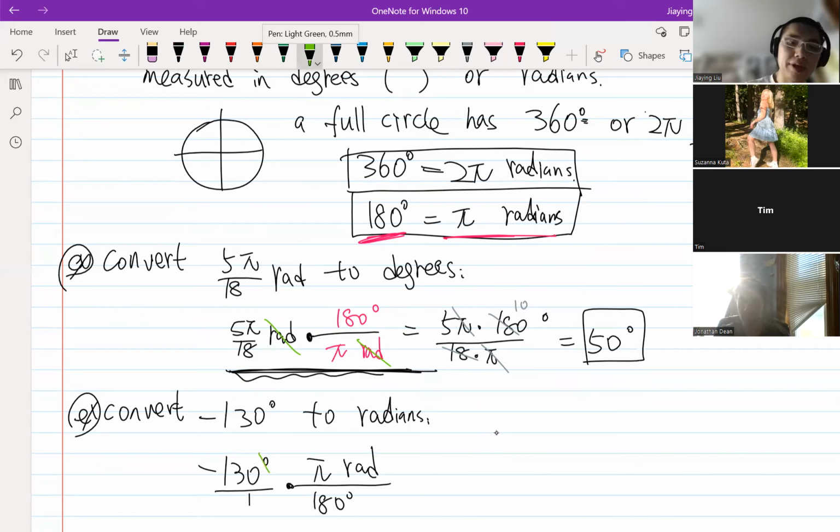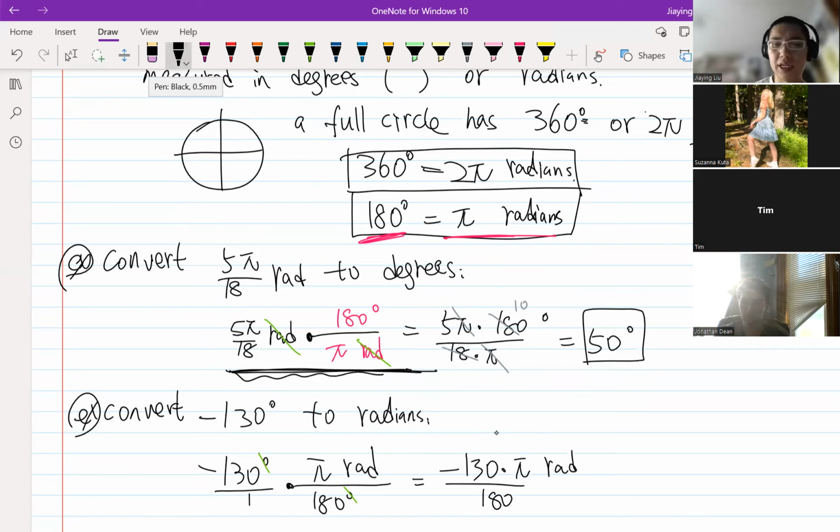In this lineup, the degrees will cancel, and I end up with negative 130 times pi radians in the numerator. In the denominator, I only have 1 times 180. And I can try to simplify this. It looks like the 2 zeros from the numerator and denominator cancel. So I end up with negative 13 pi over 18 radians.